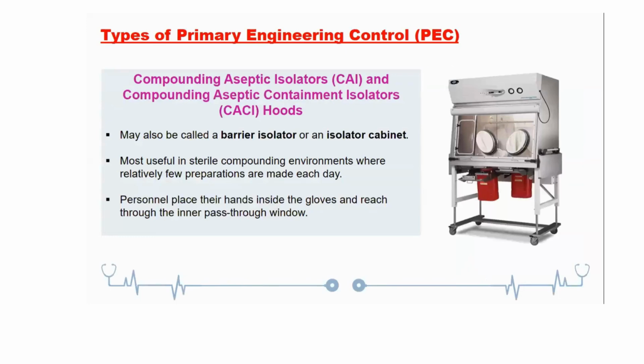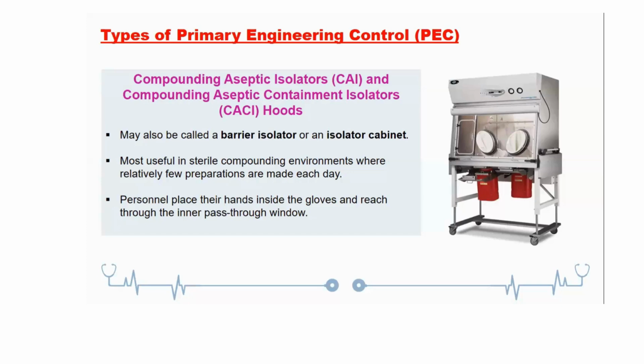Compounding aseptic isolator and compounding aseptic containment isolator are also called barrier isolator or isolator cabinet. Most useful in a sterile compounding environment where relatively few preparations are made each day. Personnel place their hands inside the gloves and reach through the inner pass-through window. As we can see together, there is a total physical separation between the product and the environment. It is a completely closed system, and that's why it is called an isolator.